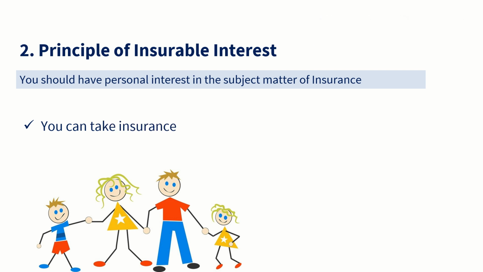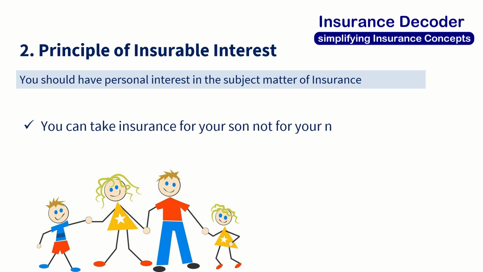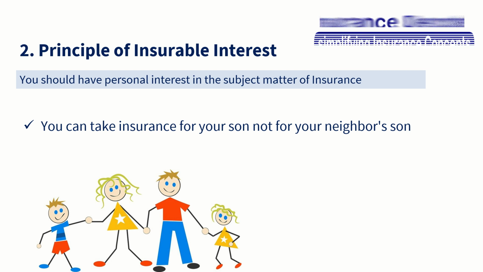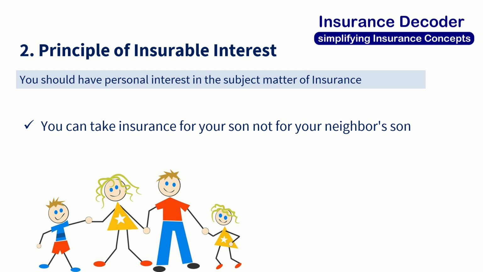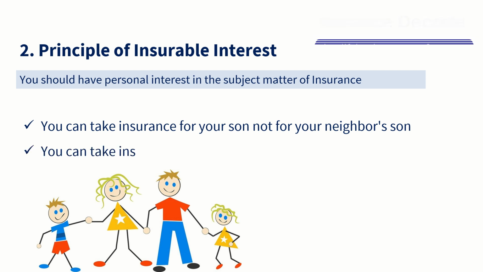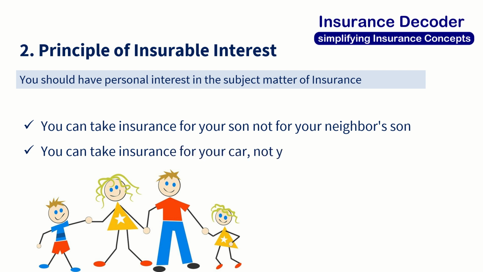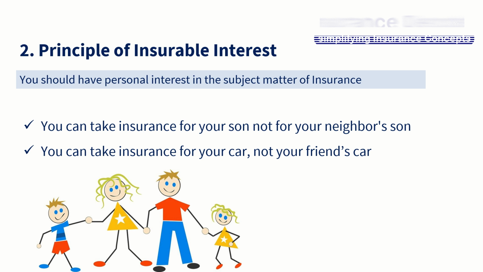So for example, you can take insurance for your son, your wife and your parents, but you cannot take insurance for your neighbor's son or your friend. Losing your neighbor's son or your friend may be an emotional loss to you, but it will not be any kind of financial loss to you. Similarly, you can take insurance for your car, your house or your property, but you cannot take insurance for your friend's car, house or property.